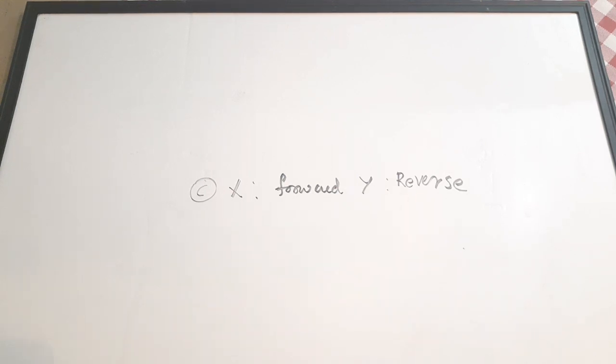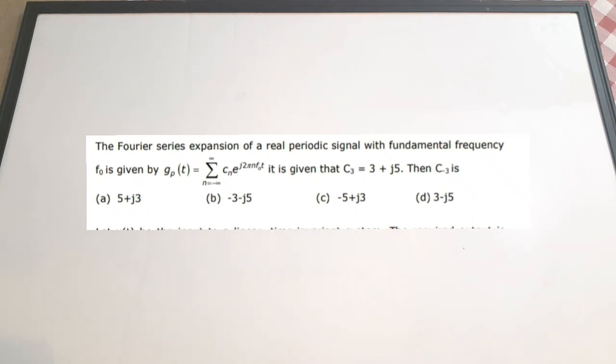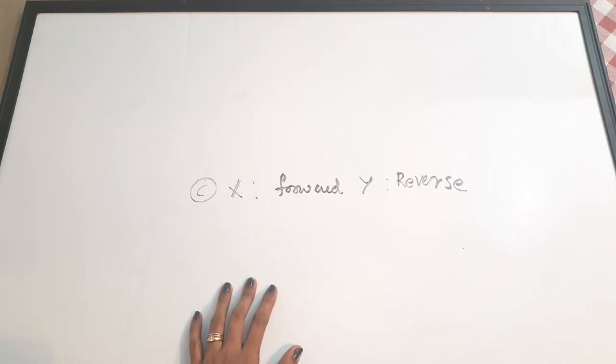Okay, so this is one thing which you need to know as a theory. Tunnel diode is always operated in the forward bias condition and avalanche photodiode is operated in the reverse bias condition. So the correct answer for your second question is option C.